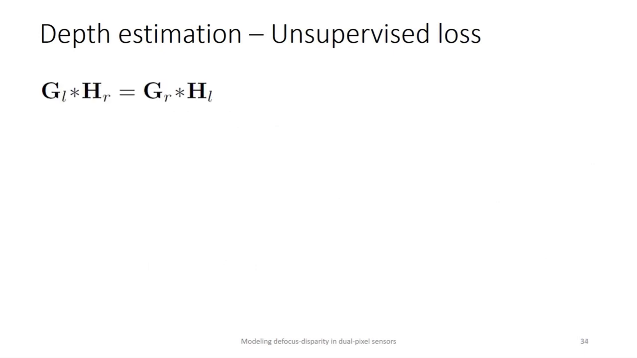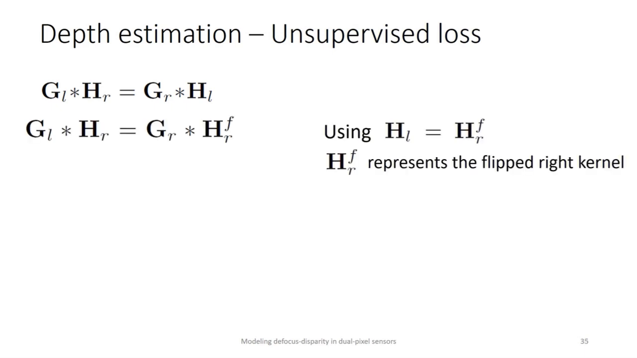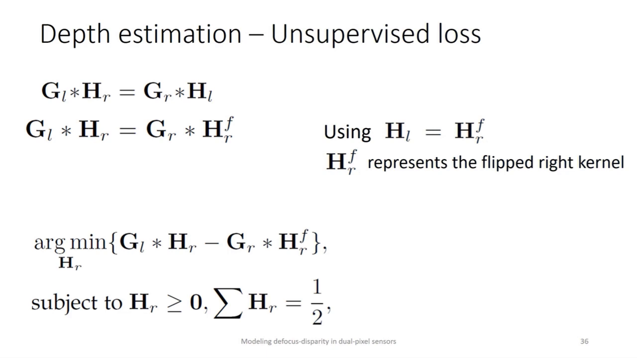Consider this relationship between the left and right DP patches and their associated blur kernels. Please see our paper for the derivation. Using our kernel symmetry property from earlier, we can express this relation in terms of a single unknown kernel HR, and our loss function can now formally be expressed as shown. The loss function states that the left DP patch blurred with the right DP kernel equals the right DP patch blurred with the flipped right DP kernel. The non-negativity and sum to half constraints are because HR is a blur kernel that integrates light over one half of the aperture.